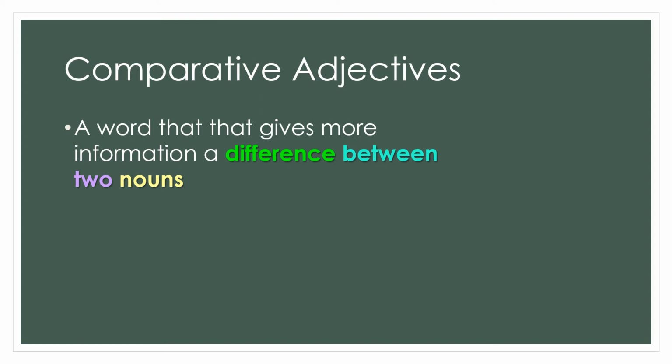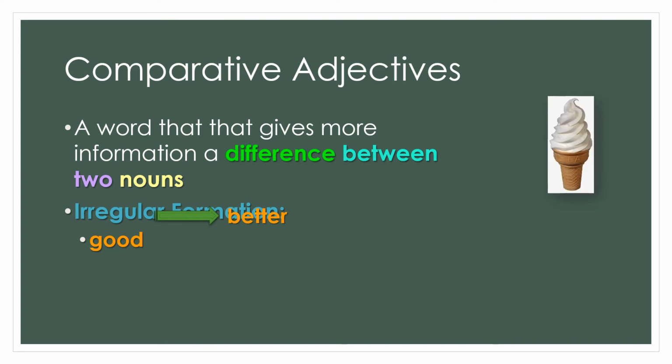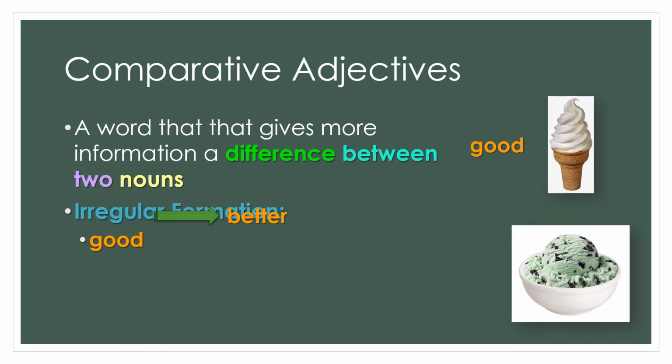There are some adjectives that are irregular. Irregular formation for the word good, good becomes better. For example, vanilla ice cream is good, but mint chocolate chip ice cream is better.